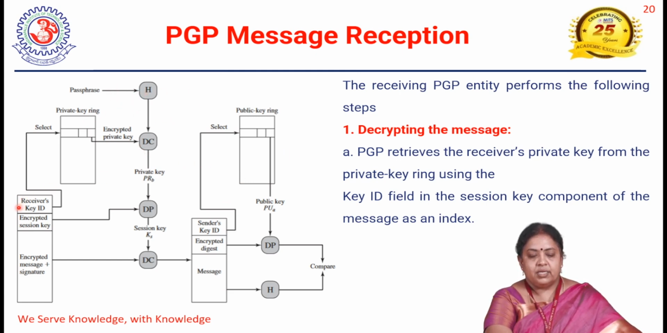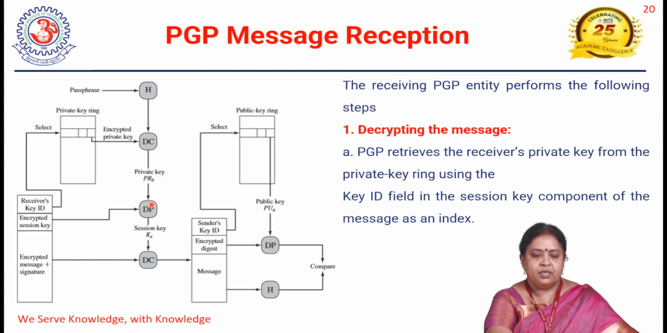Okay, so what is the receiver going to get? The receiver is going to get the receiver's key ID in order to retrieve the private key, that is encrypted by using the public key. So we require the private key. So the receiver ID and also the encrypted session key along with the encrypted signature and the message. Okay, so by using this receiver's key ID, the receiver is going to get the private key. That private key is encrypted, so it can be decrypted by using the passphrase. So we get the private key.